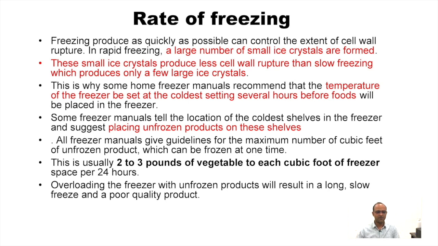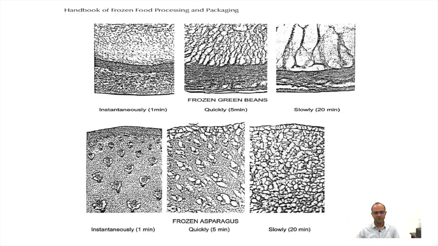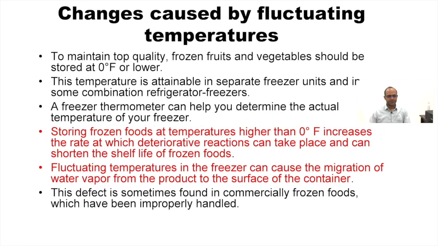So a frozen example is also being shown over here. So slow freezing is not recommended. Now, changes caused by fluctuation in temperature.